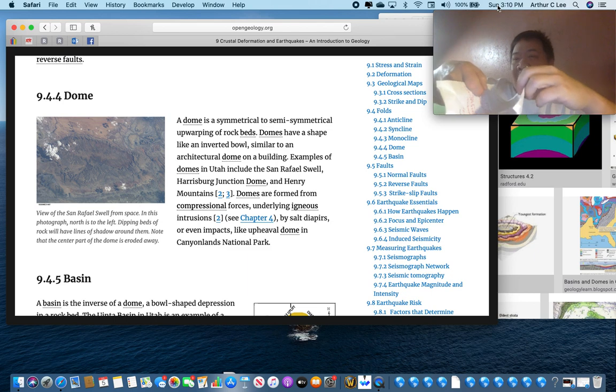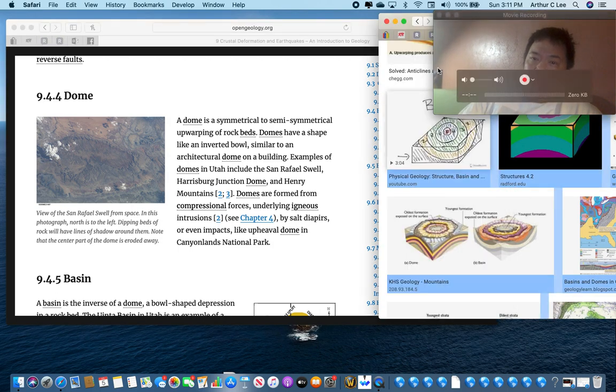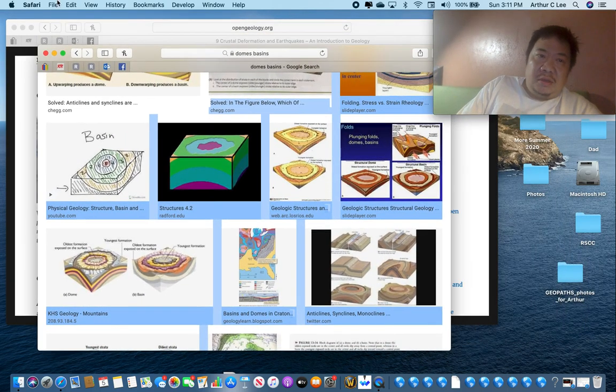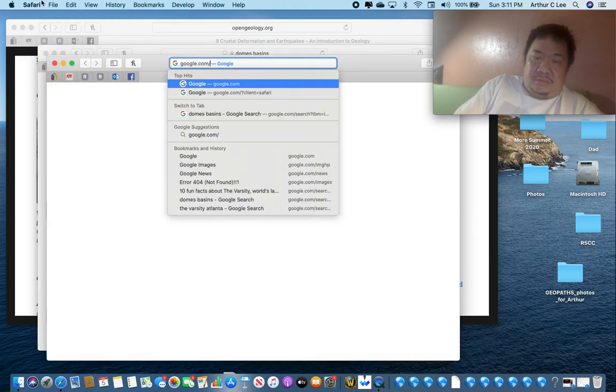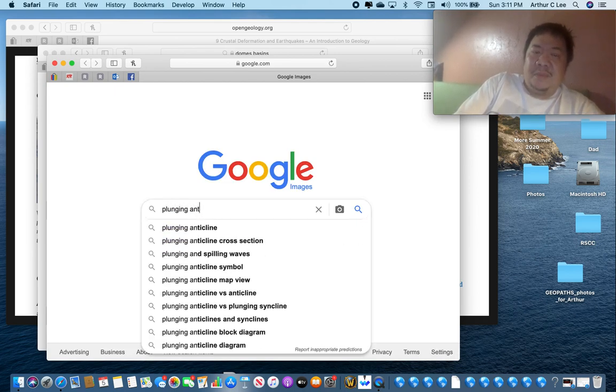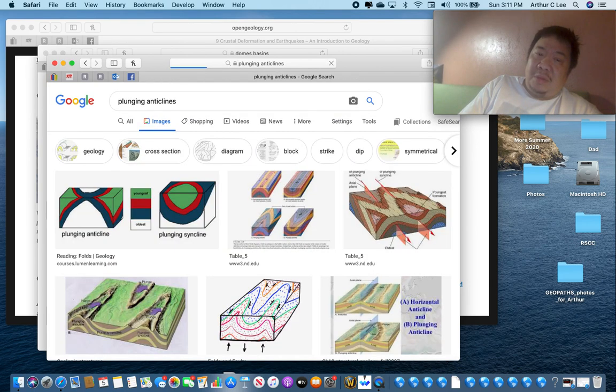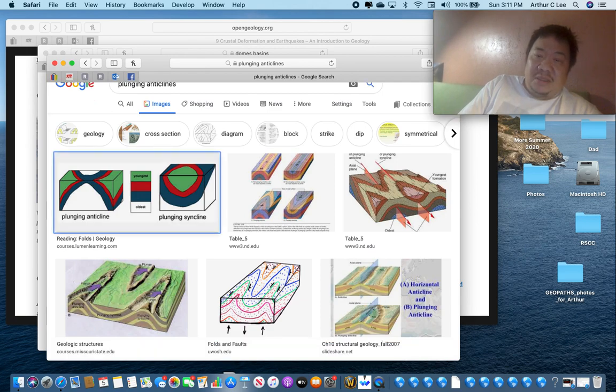And we talked about an axial plane, which divides the folds in half. And we also talked about plunging anticlines and plunging synclines, so that the axial planes are not vertical for a plunging fold. Let's take a look here real quick. Plunging anticline. So for this upcoming lab, you're going to need to identify plunging anticlines and non-plunging anticlines.